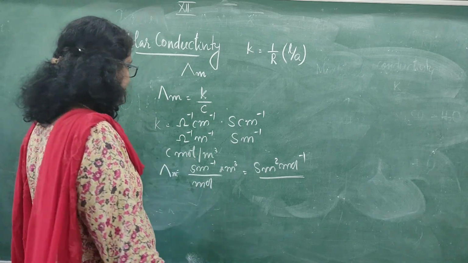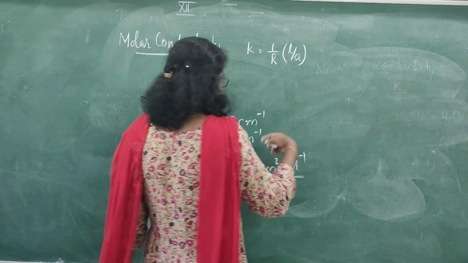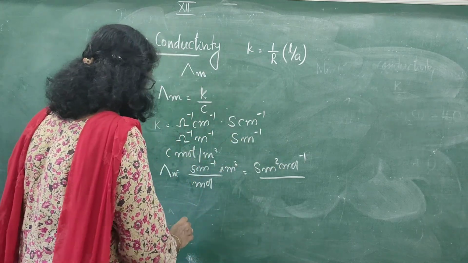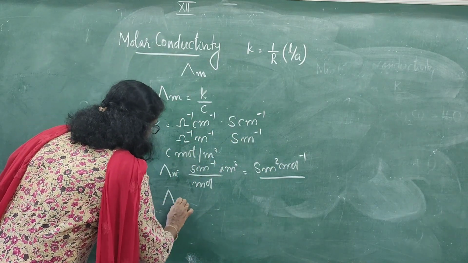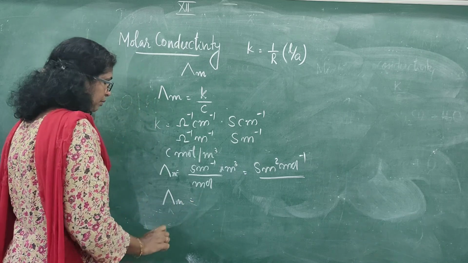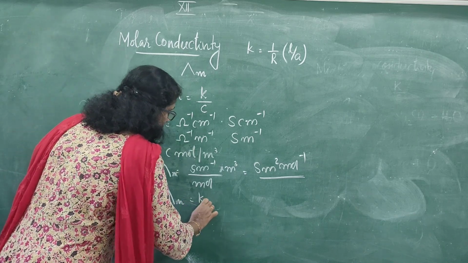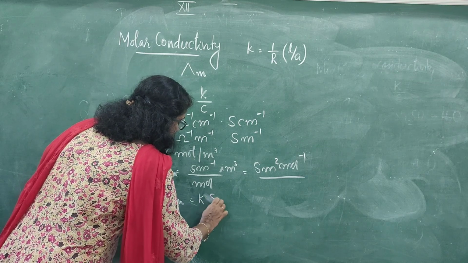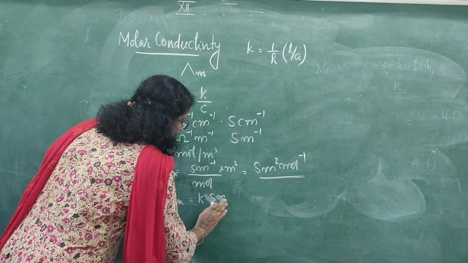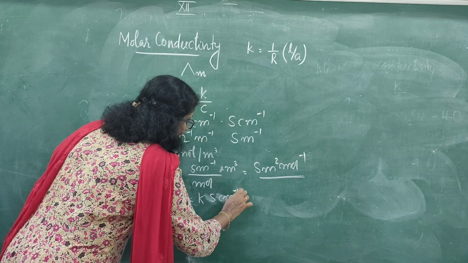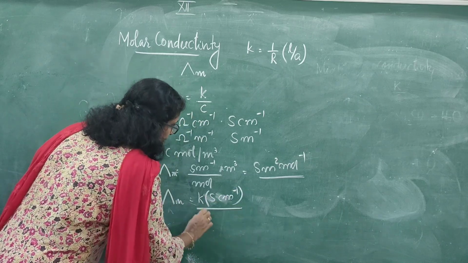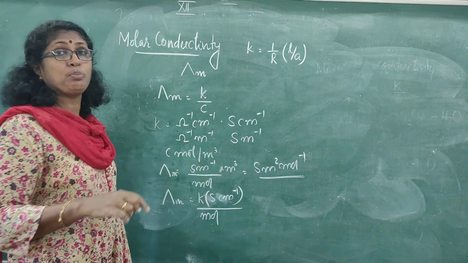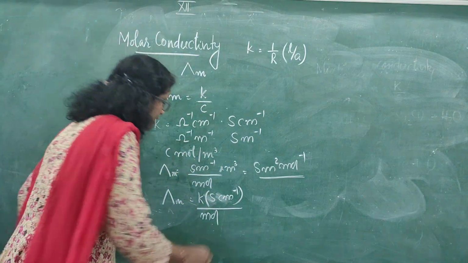Now if it is centimeter square, then you can use lambda m is equal to K, where K is in Siemens centimeter inverse, divided by the concentration in moles per liter. The concentration, if it is in moles per liter, it is per liter.